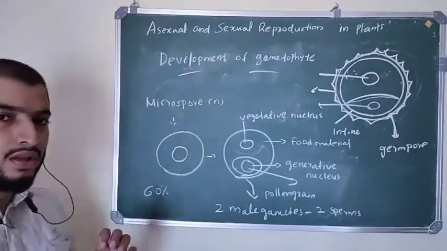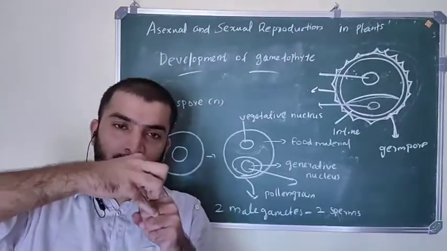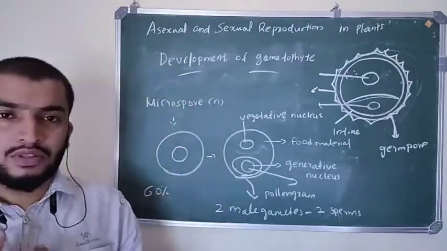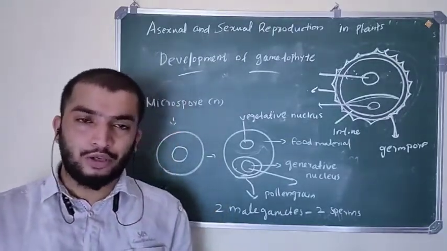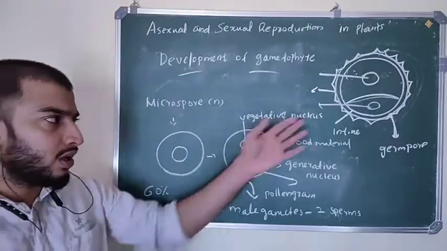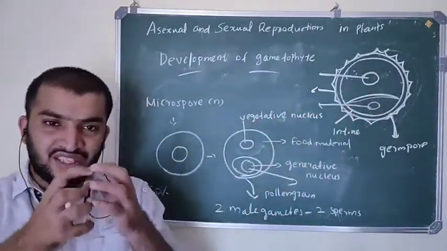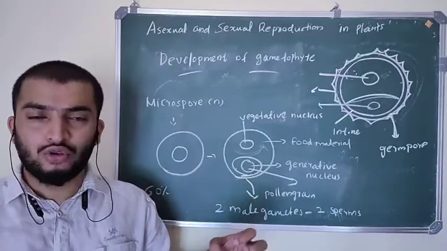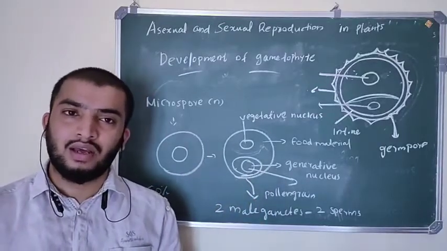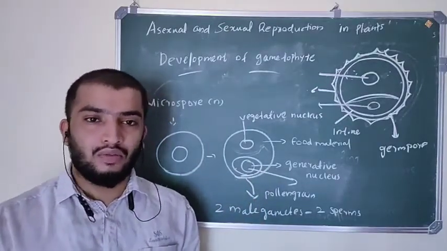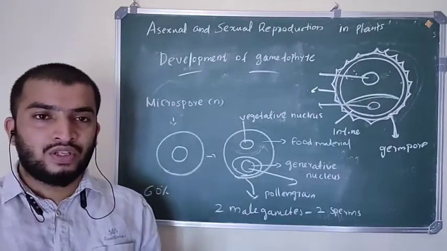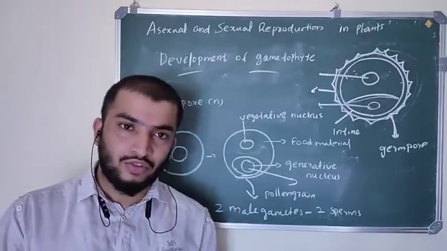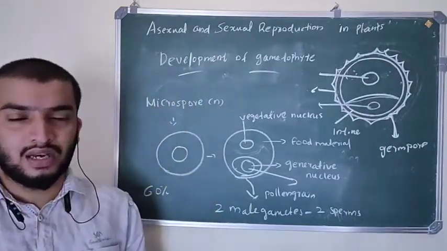So what happens? The pollen which lands on the stigma forms a pollen tube, and into this pollen tube comes our generative cell, and this generative cell divides into two male gametes before reaching the ovary. So this is about the male gametophyte. Finally, two male gametes are developed.